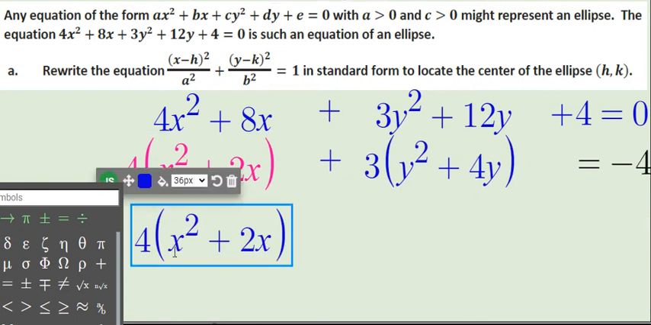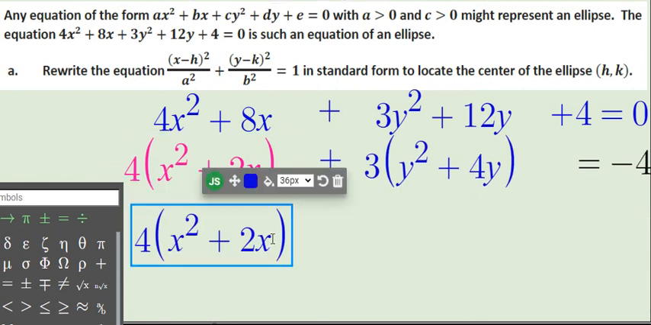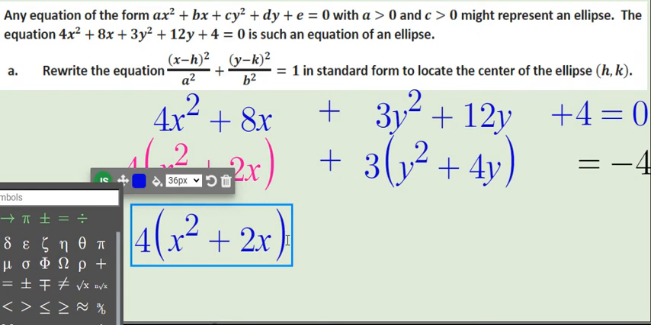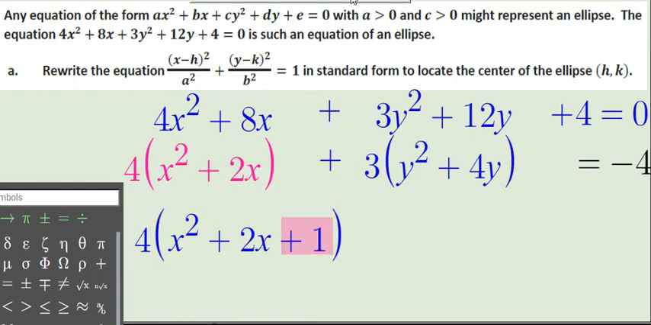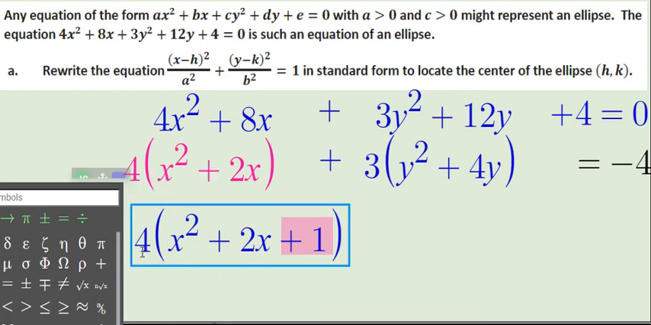Now, when I come back to this 4 times x squared plus 2x, what I really want inside these parentheses is a perfect square trinomial. So the number that I have to add to the inside of this is actually a 1. This is where I have to be extra careful because I've got a 4 on the outside and I just added a 1. The reason that 1's there is because now x squared plus 2x plus 1 is a perfect square and I can take the square root.